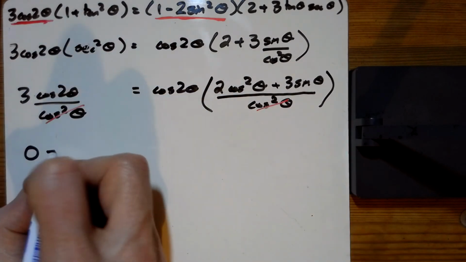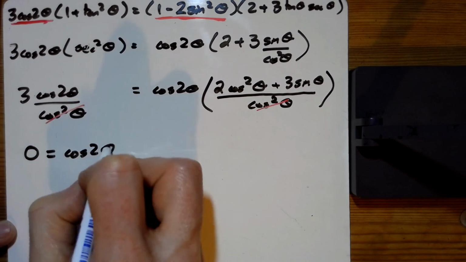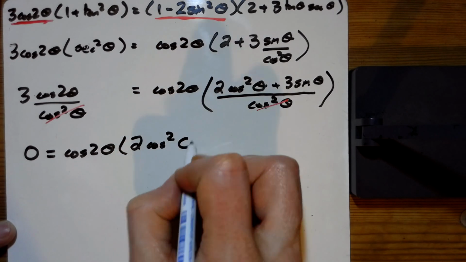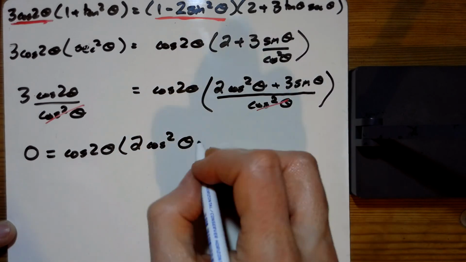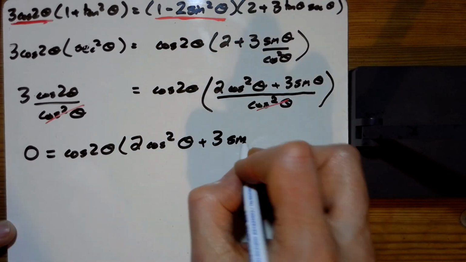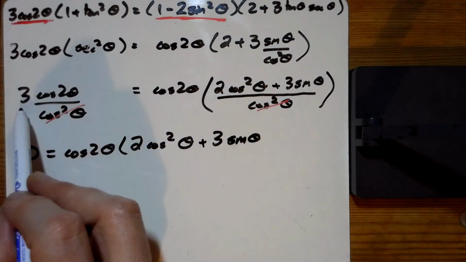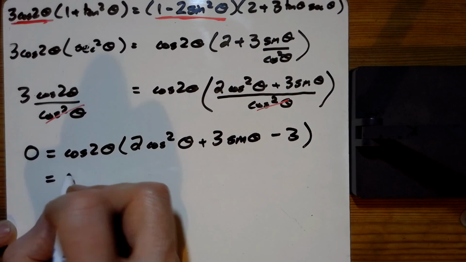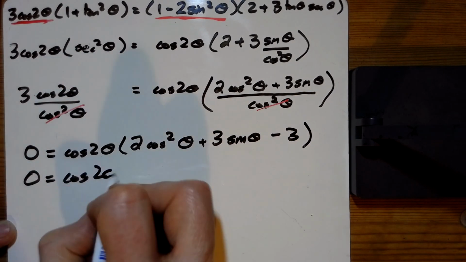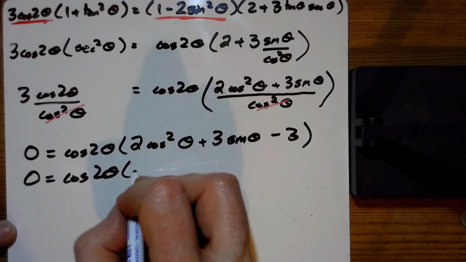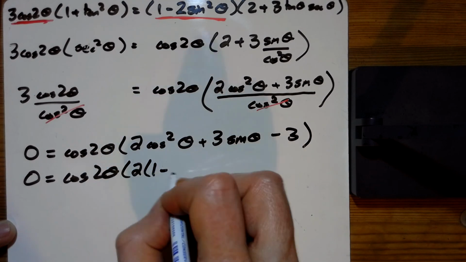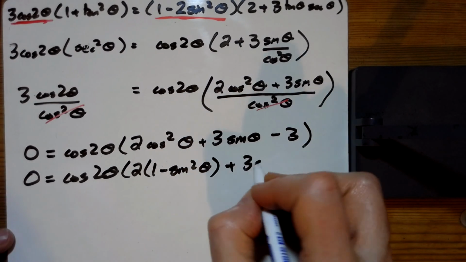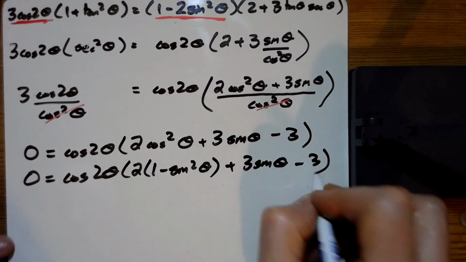So I've got 0 equals cos 2 theta. This is me just writing this bit here out. 2 cos squared theta plus 3 sine theta. And then I'm going to take away that one there, minus 3. I think I've got that there. I'm close. We don't want a cos squared, we want a 1 minus sine squared. Oh, I might have put it on the wrong side actually. 1 minus sine squared theta plus 3 sine theta minus 3.